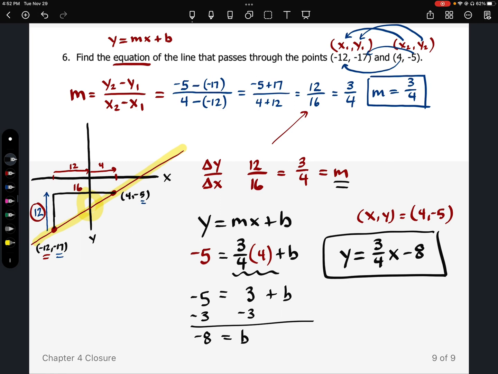All right, this is problem number 6 from the Chapter 4 closure. I know it's not a Chapter 4 concept, but it's something that we need to make sure that we have down. If you have additional questions, please make sure you reach out.